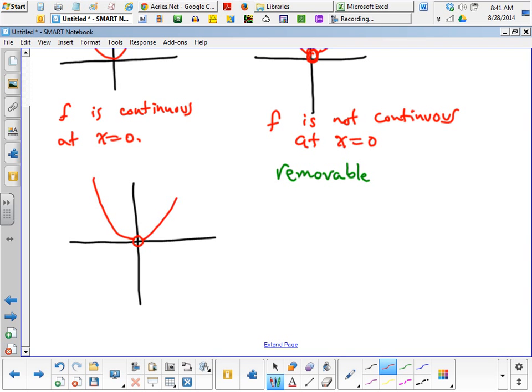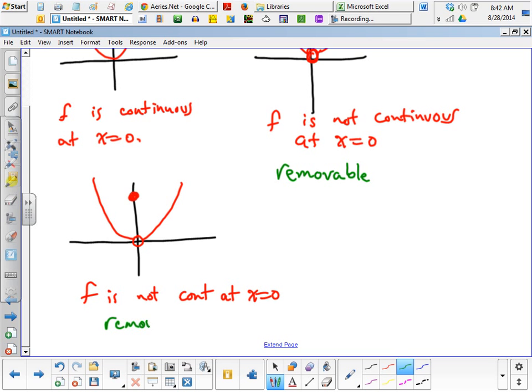Got a hole there. And it looks like f of 0 is just up a little higher, right? This one is also considered removable. f is not continuous at x equals 0, but it's removable. Why? Because this time all we've got to do is not supply a point, excuse me, but move a point. See?